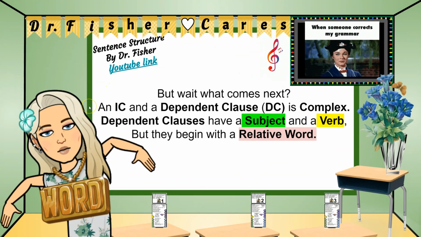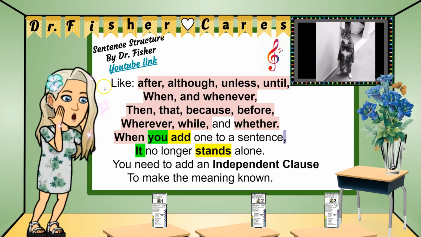An IC and a dependent clause, DC, is complex. Dependent clauses have a subject and a verb, but they begin with a relative word. Like, after, although, unless, until, when, and whenever, then that, because, before, wherever, while, and whether. When you add one to a sentence, it no longer stands alone. You need to add an independent clause to make the meaning known.